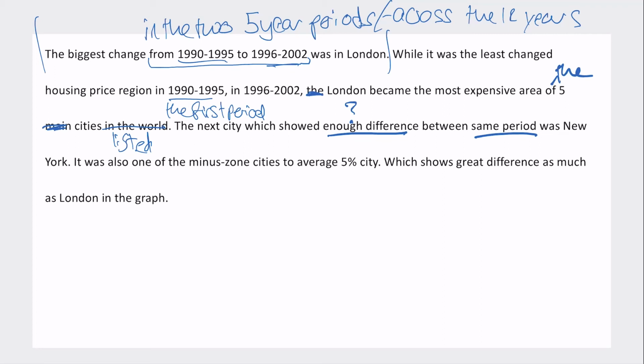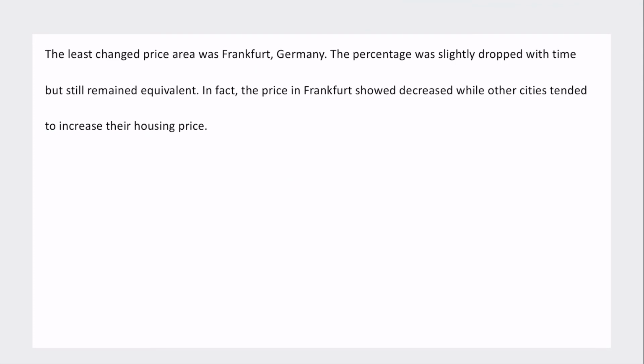I'm not sure. "It was also one of the minus zone cities to average 5% city, which shows great difference as much as London in the graph." This doesn't make sense. Okay, this should be joined. The phrasing and the sentence structure here is confusing for me to read, and it's difficult for me to understand what this candidate is trying to say. And I think you can hear that as I'm reading it, that it feels quite confusing for me to read.